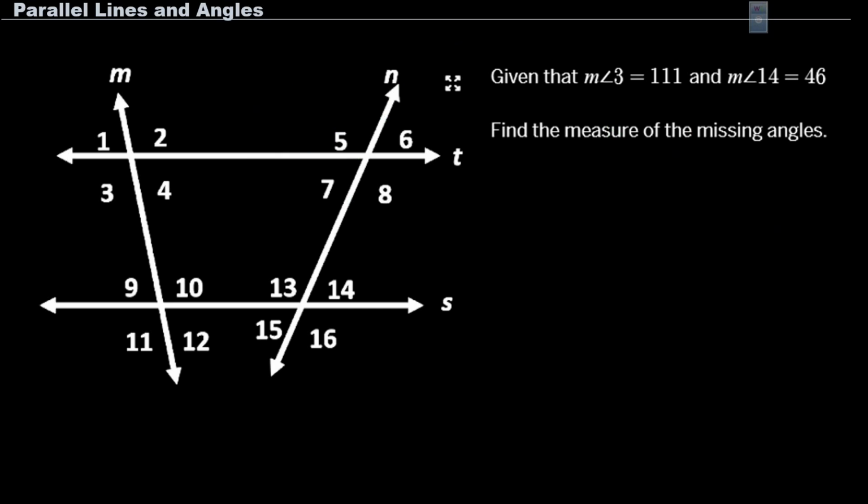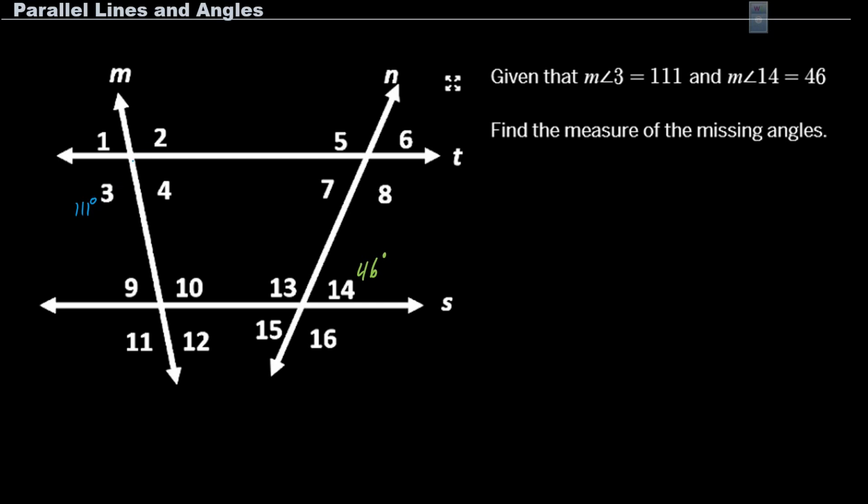So as we continue on, this question says that angle 3 is 111 degrees, and angle 14 is 46 degrees. So it doesn't matter which angle that we start with. We can start with angle 3 or we can start with angle 14. I'm going to start with angle 3. I'm also going to change it to blue just so we can have some color coding going on.